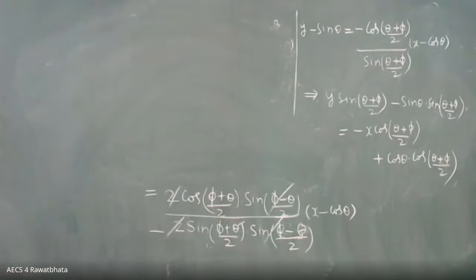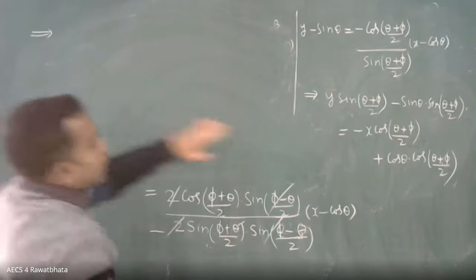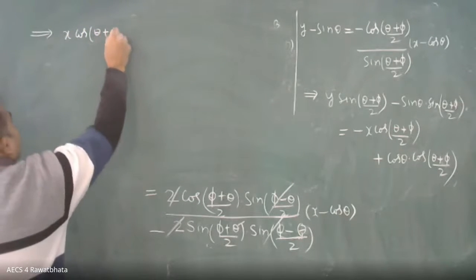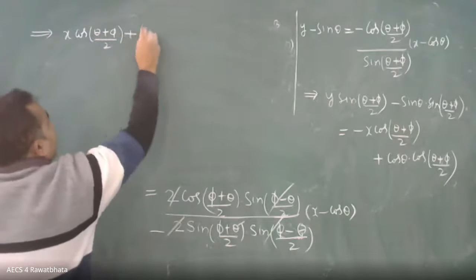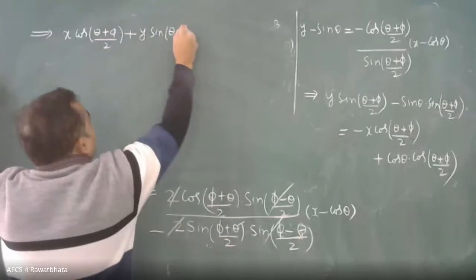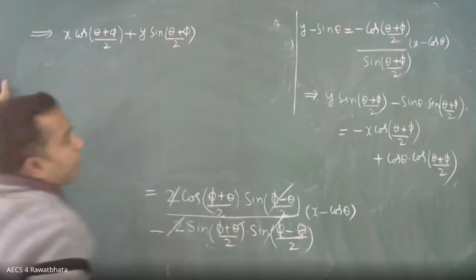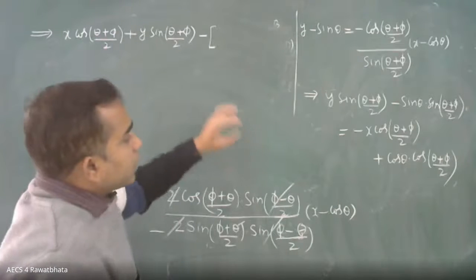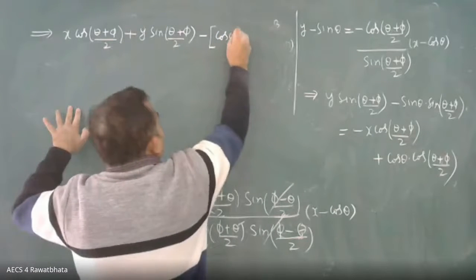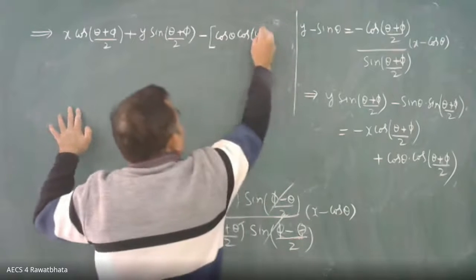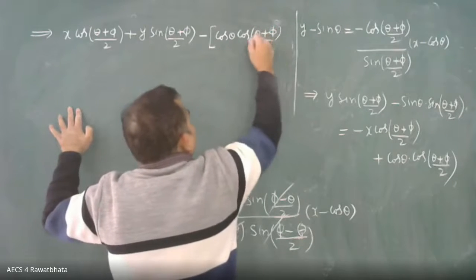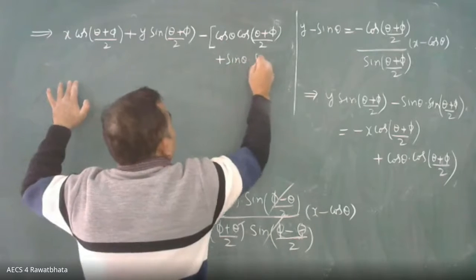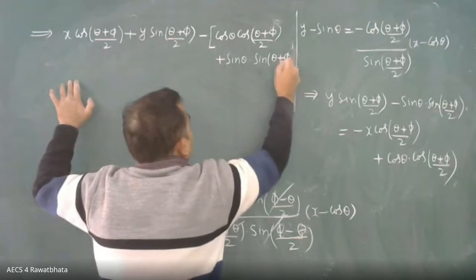So this is going to be, now taking everything to one side, minus x cos, I'm taking on the left side. It will become x cos theta plus phi whole upon 2 plus y sin theta plus phi whole upon 2. Okay, minus common I'll take, and cos theta plus phi whole upon 2. Minus common I have taken, so plus sin theta plus phi whole upon 2.